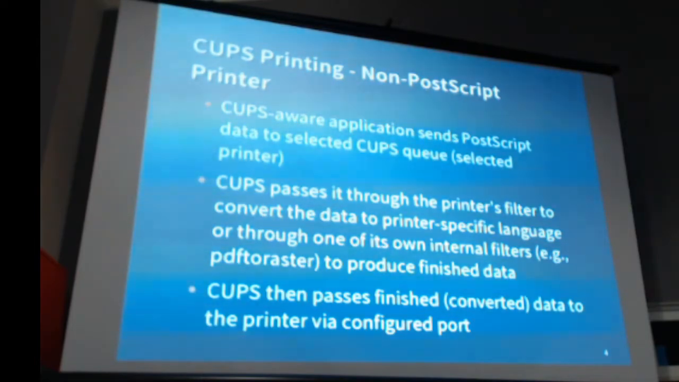Any questions about the difference between printing to a PostScript printer and printing to a non-PostScript printer under CUPS? Where is the queue in this? Where is the queue? When you create a CUPS printer, the first thing you need to tell it is the name of the queue for the printer. So that's a CUPS queue, and CUPS maintains the queue under /etc/cups.